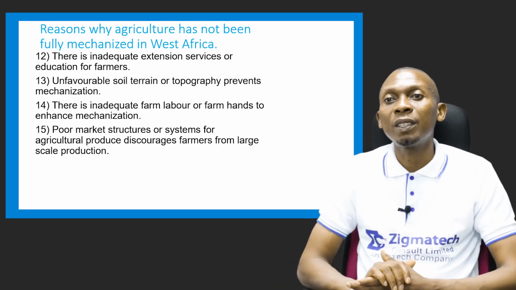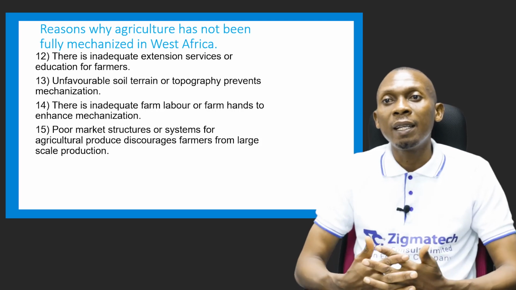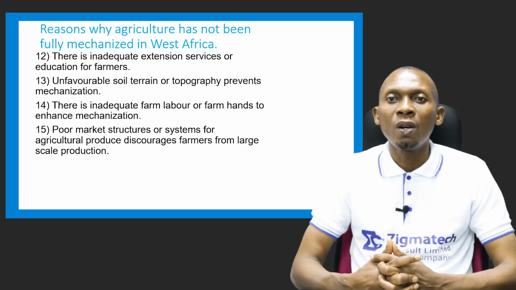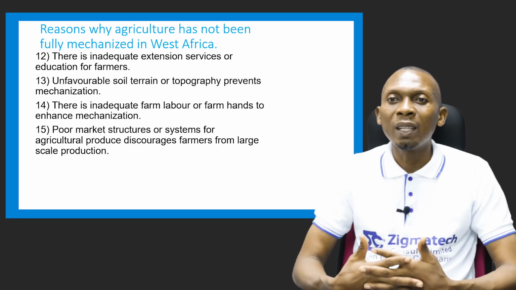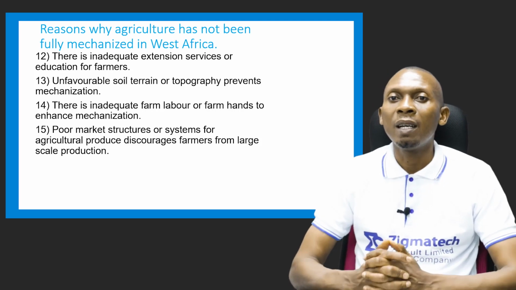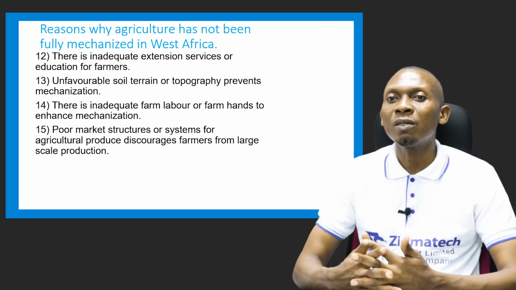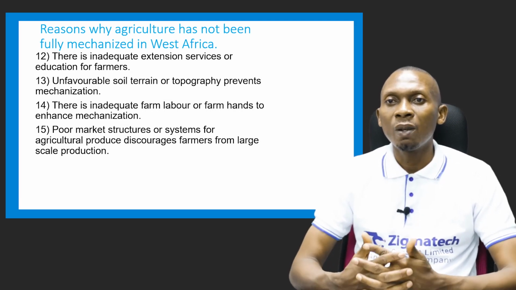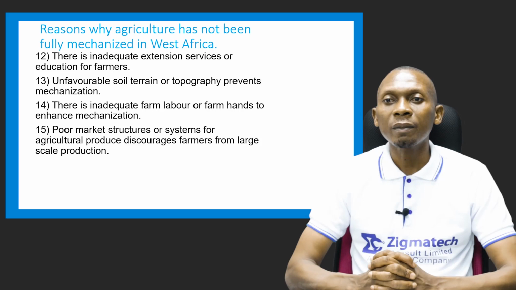Inadequate extension service is also another challenge that has led to West Africa not being fully mechanized, where the farmers do not have the knowledge of machines that are even able to carry out some of the farming activities. Then the topography or the soil terrain also prevents mechanization in West Africa.